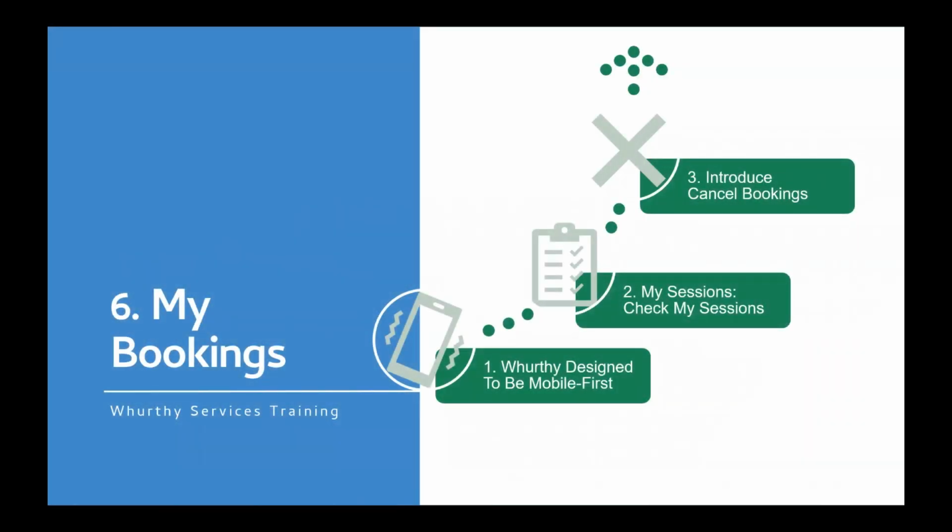In this sixth video, we're going to walk through My Bookings. We're going to start with how Whurthy has been designed to be mobile first. So we're going to show Whurthy Services inside a browser window simulating a smartphone form factor, such as an Apple iPhone or a Samsung Galaxy phone. Then we're going to look at how a service provider can check My Sessions, remembering that the word session as a label can be changed to appointment or whatever terminology that you use. So we'll walk through how a service provider can check their sessions, and then we'll introduce the cancel bookings page.